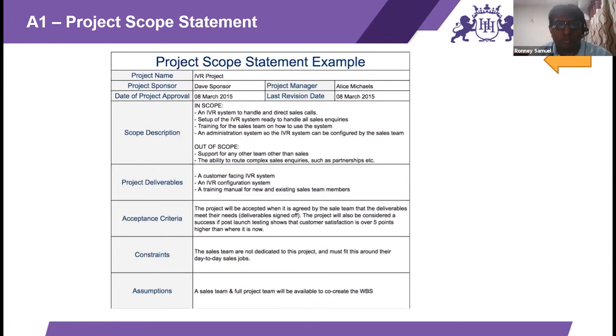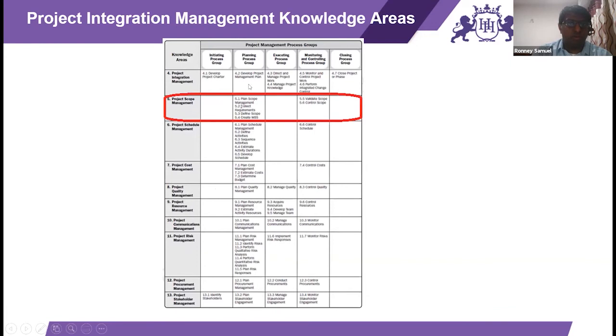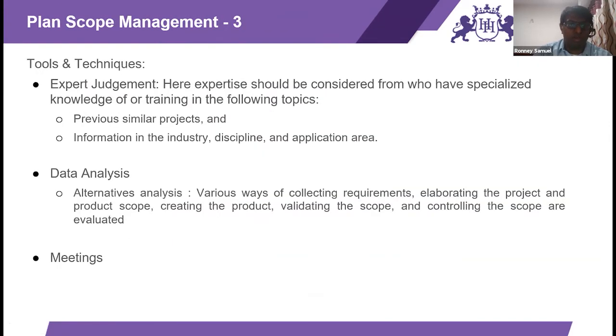No, it is a higher level form of whatever information is available at that point of time. If you see, the scope is prepared at the initiation part. Your scope is also a part of planning, so this is where you are elaborating more, discussing with the customer. So you will have more and more clarity.